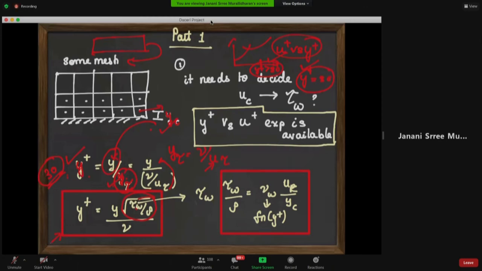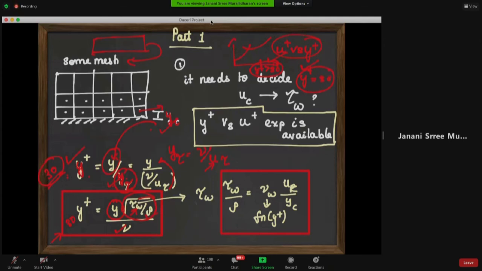Of all the parameters, I know my Y plus has to be 30. I know my kinematic viscosity. I know my density. I do not know the Y. I want to know the Y, the first cell center, what is the mesh size. And I do not know my wall shear stress. I need to calculate it. So how am I going to do that?